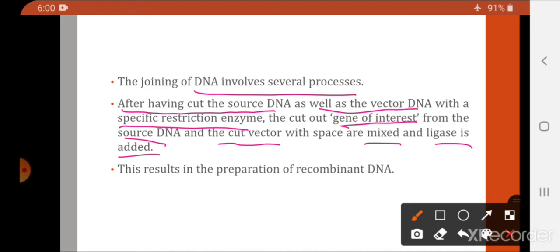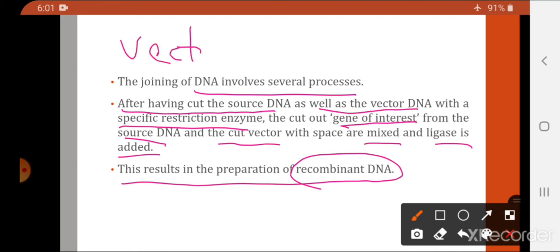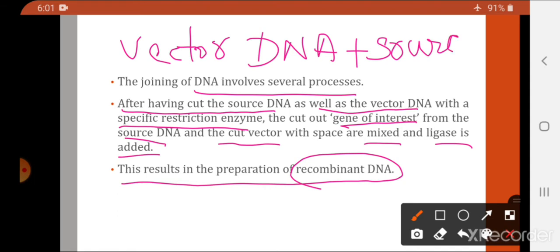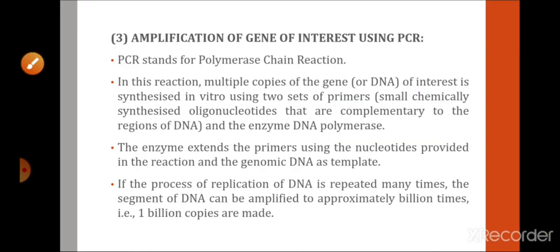जो कटआउट जीन ऑफ इंटरेस्ट है एंड जो कट वेक्टर है ये दोनों को मिक्स करना है, एंड ये मिक्सिंग जब करते हैं तो हमें क्या ऐड करना है? लाइगेज एंजाइम, एंड दिस रिजल्ट्स इन द प्रिपरेशन ऑफ रिकॉम्बिनेंट डीएनए. रिकॉम्बिनेंट डीएनए यानी क्या? It is the vector DNA plus the source DNA, or you can say it is the gene of interest. Okay, so ये दोनों को मिक्स करेंगे तो हमें क्या मिलेगा? We will obtain the recombinant DNA.